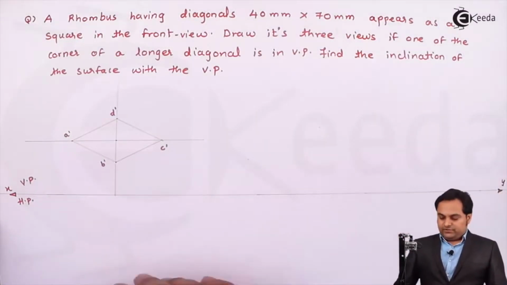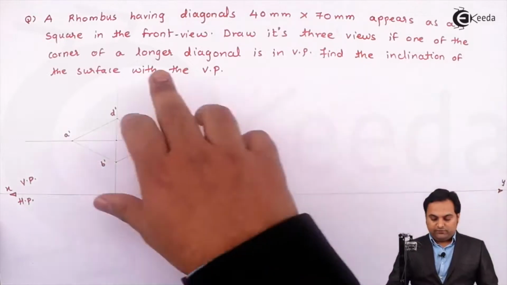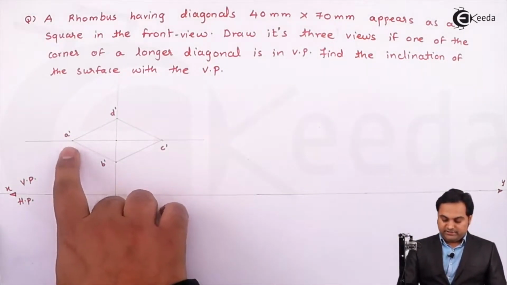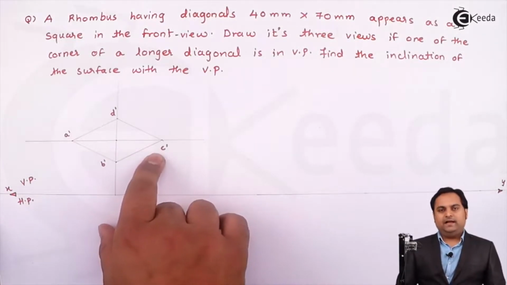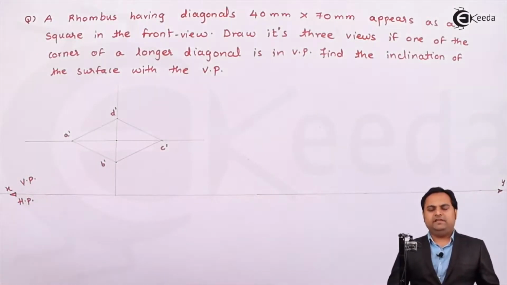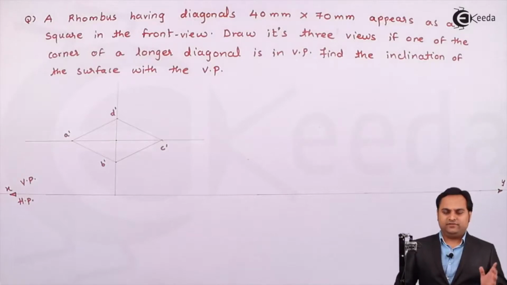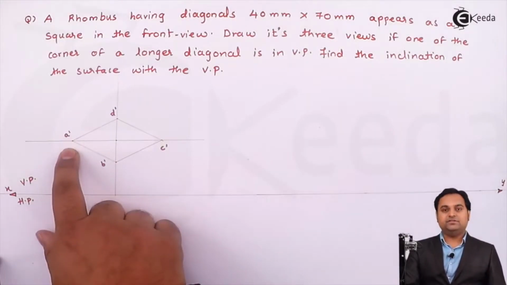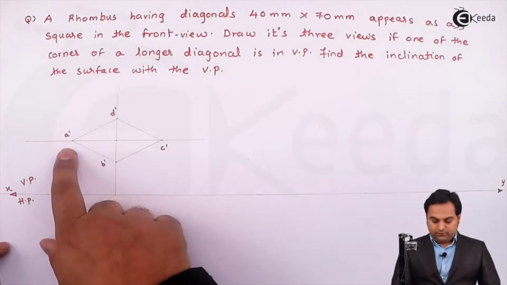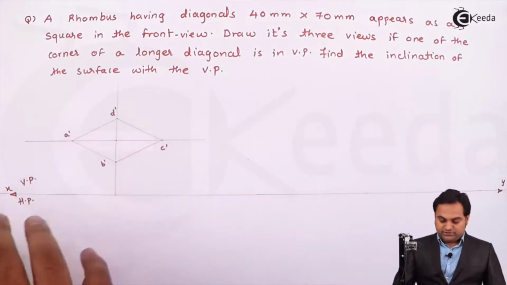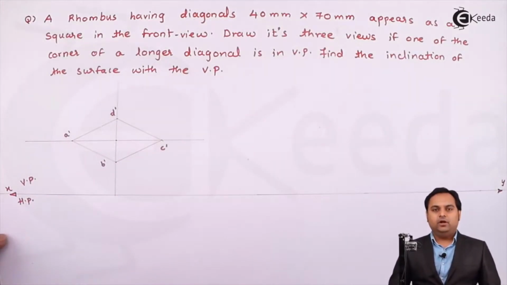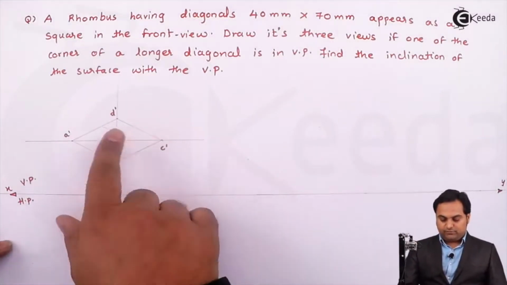So the condition is draw its three views if one of the corners of the longer diagonal is in VP. The longer diagonal is A dash C dash, and in case of planes we have to take the left hand side as the reference. So the corner on which it is resting is the left hand corner, which is A dash. So in this way the rhombus is going to rest. Now I can say that since it is in VP, we are seeing the front view of this rhombus.